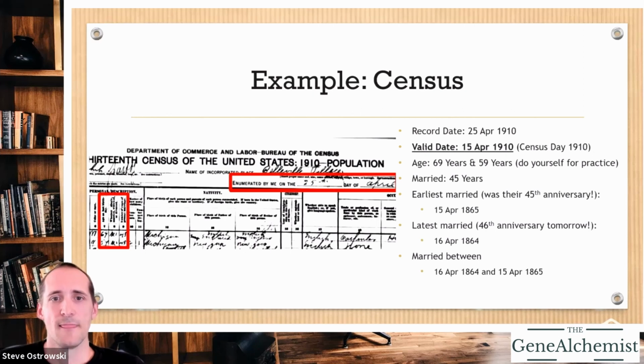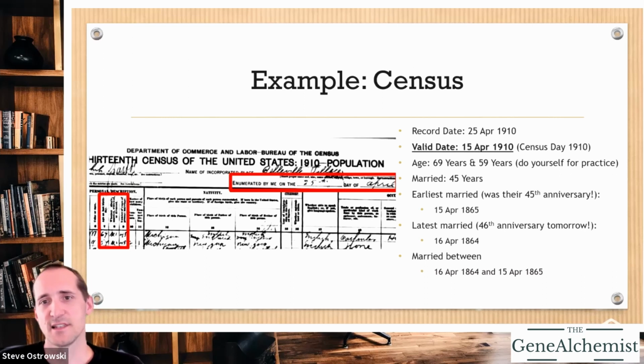So both of them are shown as being married for 45 years. Hopefully that value is the same there for a married couple. So the earliest they could be married is that their 45th anniversary was on the census day. So you take that 15th of April, and you'd back up the 45 years, and you'd end up that they were married on 15th April, 1865.